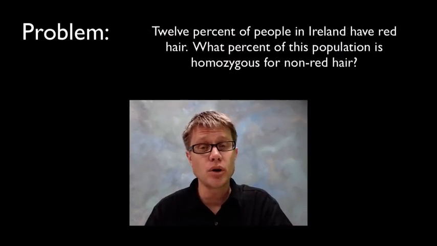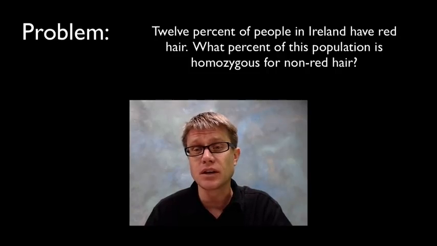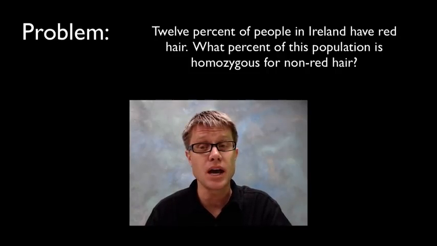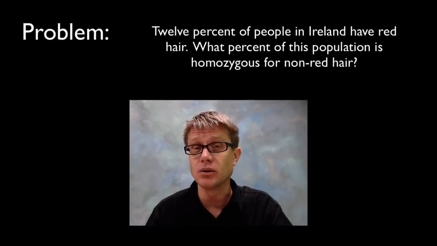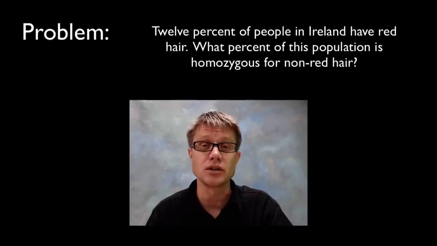So now let me give you a problem. Let's say that 12% of the individuals in Ireland have red hair. What percent of this population is going to be homozygous for non-red hair? And so what you should do is figure out what the question is asking. You should figure out what they're giving you, and then you should use the Hardy-Weinberg equation to give this a try.